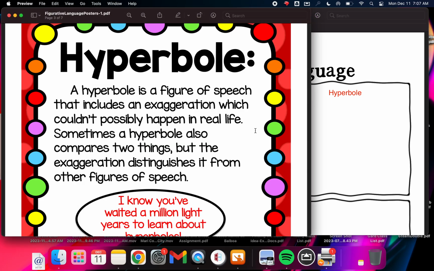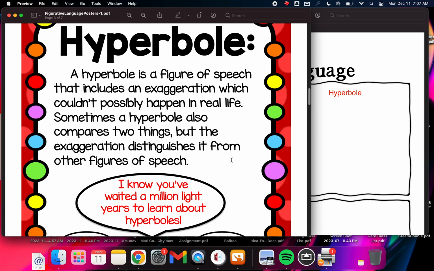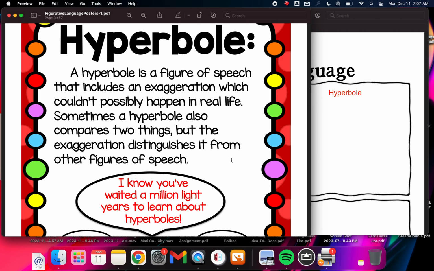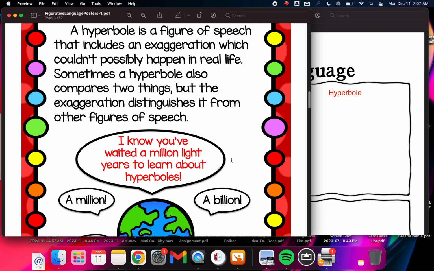All right, hyperbole is a figure of speech that includes an exaggeration which couldn't possibly happen in real life. Sometimes a hyperbole also compares two things, but the exaggeration distinguishes it from other figures of speech. So this is where we're focusing on something that is totally made up. You're exaggerating so much that there's no way it actually happens in real life.